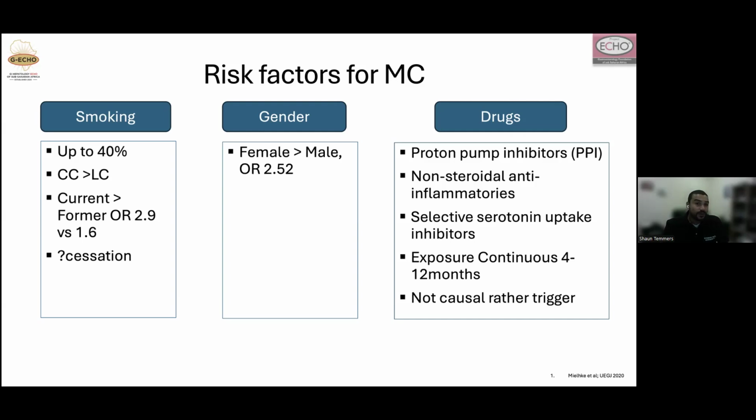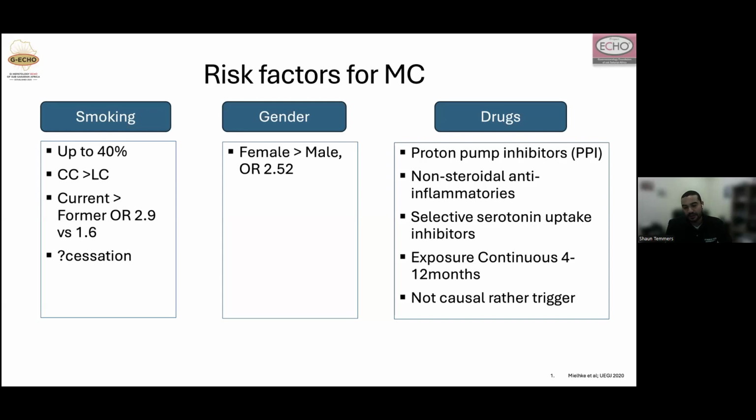There seems to be a female predominance for this disease with an odds ratio around 2.5. Few drugs have been implicated as risk factors for the development of this disease. And it's important to realize here that this is not a typical drug causal effect, because here exposure in most of these studies had to be continuous for at least 4 to 12 months.